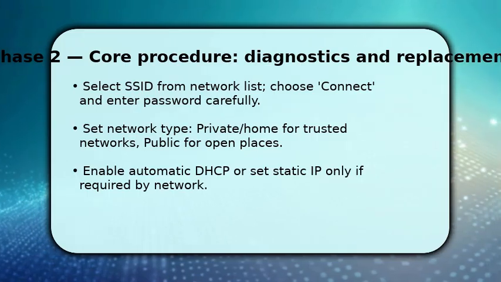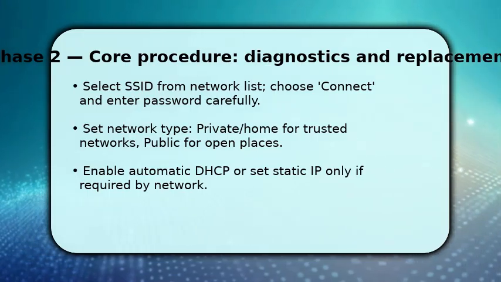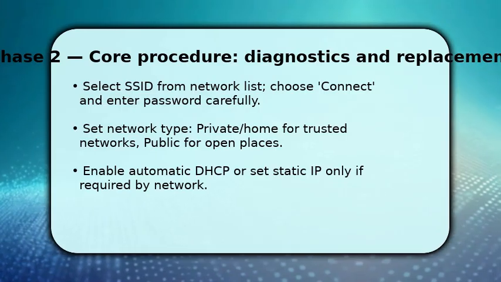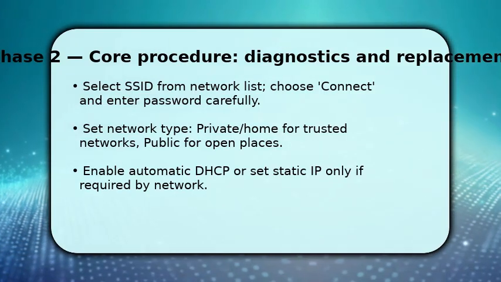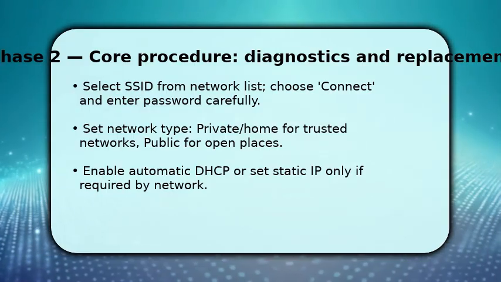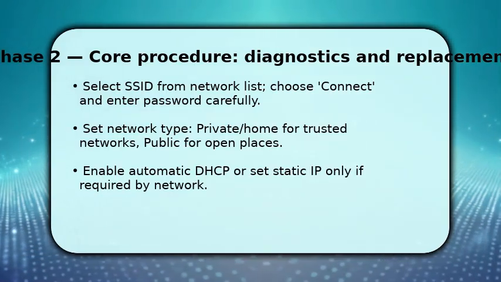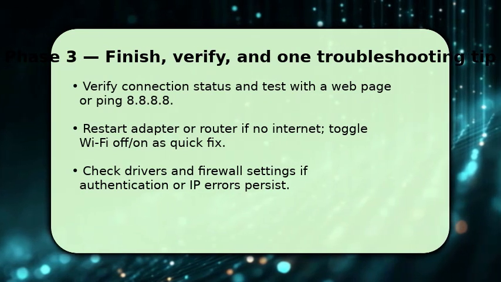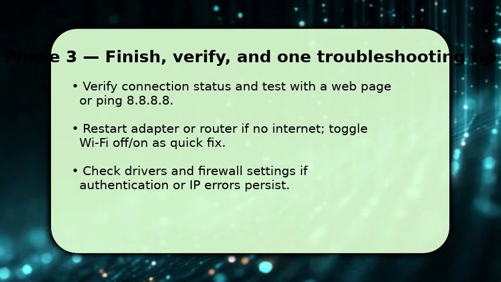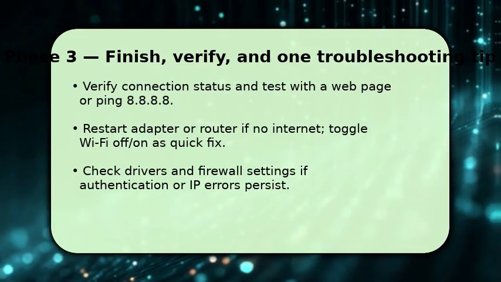limit exposure. Make sure IP settings are set to obtain an IP automatically via DHCP unless the network requires a static IP, configuring DNS to 8.8.8.8 is optional. After connection, confirm internet by loading a website or running ping 8.8.8.8 to check reachability. This verifies DNS and routing separately.